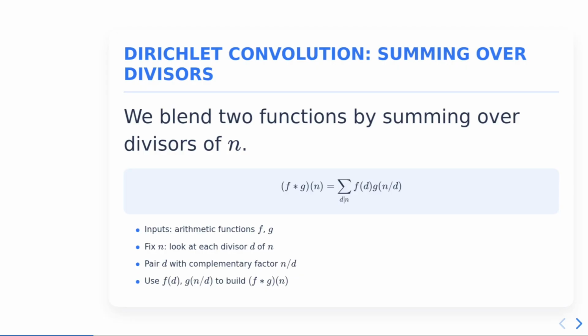So the new function mixes f and g along the divisor pairs of n. It feels like we are scanning through all the ways to factor n as d times n over d, asking what f and g think about those two pieces, then combining them into one blended value at n.